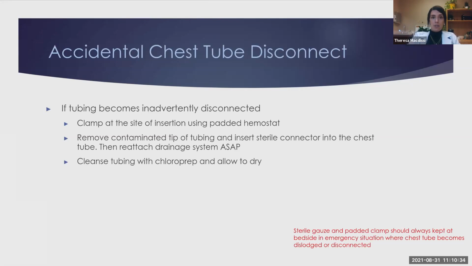Okay, so say the chest tube becomes disconnected from the drainage system. So you're going to clamp with the padded hemostat like we talked about. There's a picture of a padded hemostat there in the corner. If you're able to still use the drainage system that's there in the room, you're going to remove the contaminated tip of the tubing and insert a sterile connector. And then you go ahead and reattach the drainage system as soon as you can, and make sure all those previous settings, so if suction was being applied, all of those previous settings get carried forward again. And then you're going to cleanse the tubing with ChloraPrep and allow to dry.